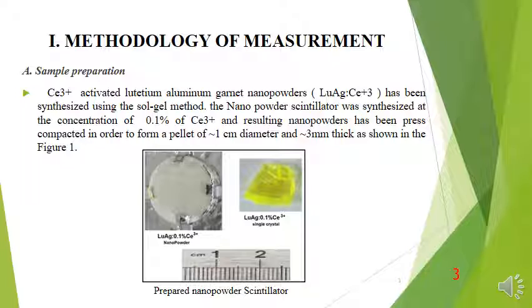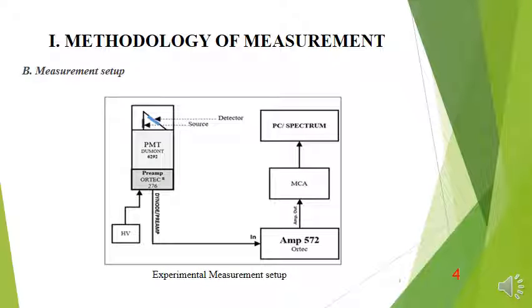The reference detector is the same material, lutetium aluminium garnet doped with cerium, in the form of a single crystal, with a light yield in the range of 12,000 to 15,000 photons per MeV. As measurement setup, we used a photomultiplier tube with a spectral response that matches the emission spectra of both detectors. We also used a linear amplifier and a multi-channel analyzer for the spectrum collection. The photomultiplier tube was biased by an appropriate high voltage power supply.